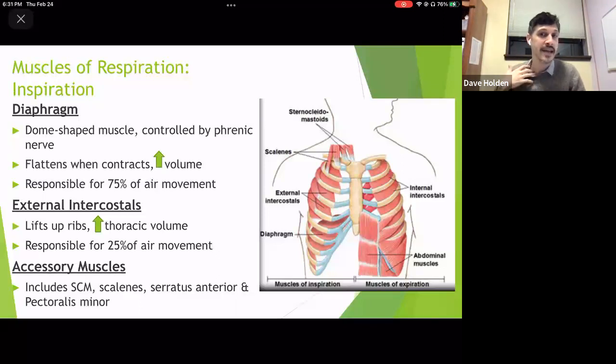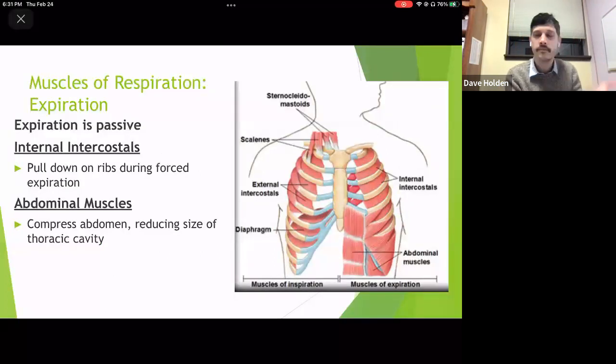Other accessory muscles include the SCM, particularly the sternal attachment. It grabs onto the sternum and lifts up. We also have scalenes, like anterior and middle scalenes here on the side of the neck. We have serratus anterior and pec minor. Pec minor is also a rib elevator. It assists with rib elevation during forced inhalation. And there's internal intercostals, which pull down on the ribs during forced expiration.